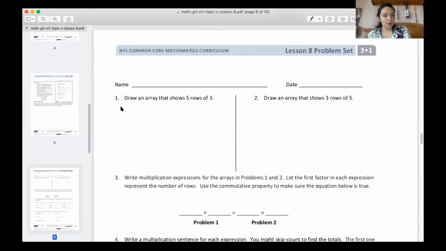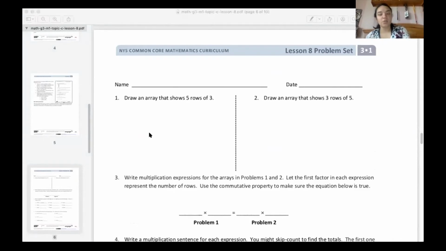Where's my pen? Here we go. So first thing, I'm going to use my stamper. You guys can use your whiteboards, but it says draw an array that shows 5 rows of 3. So I'm going to go ahead and do that now. 5 rows. So 1, 2, 3, 1, 2, 3, 1, 2, 3, 4 rows, and here is our 5. So that's all we have to do. We don't have to do anything else.